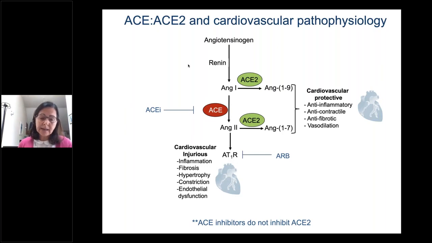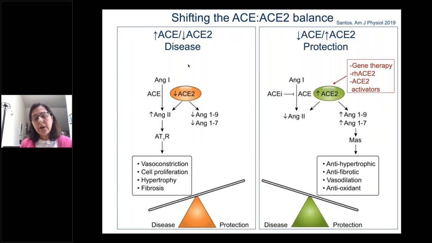And finally, as was highlighted previously, it's important to appreciate that the therapies that we use today to target the renin-angiotensin system, such as the ACE inhibitors, do not inhibit ACE2. So this is an exciting area in terms of physiology and pathophysiology, because we are always looking for better and improved treatments to address disease. And perhaps by shifting the ACE-ACE2 balance, this might be a new strategy in terms of upregulating ACE2 and thereby promoting the cardiovascular protective effects through an upregulated ACE2-Ang1-7 system. And indeed, today, we know that there's a recombinant human ACE2 that is being investigated, ACE2 activators, and also activators of the Ang1-7 MAS pathway.